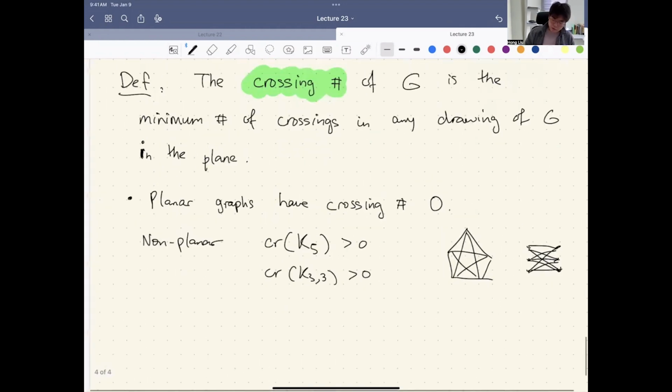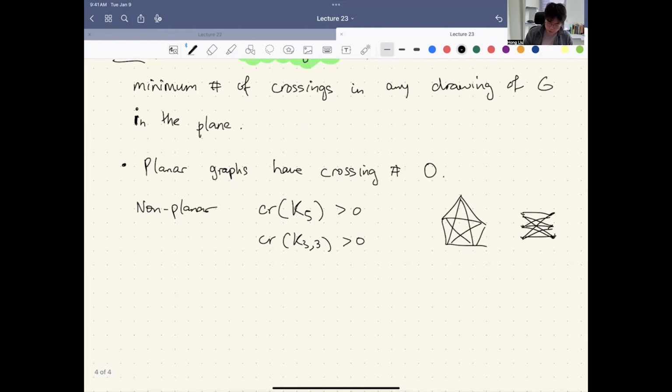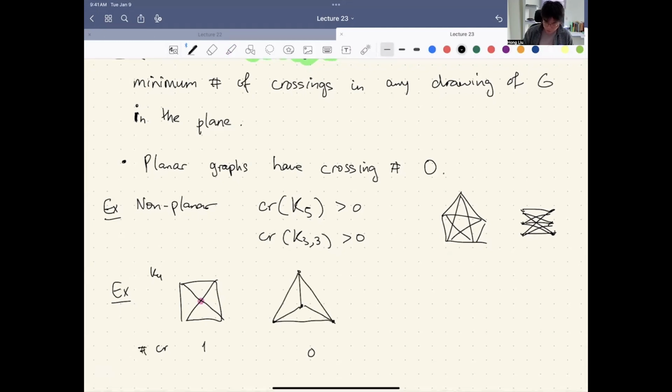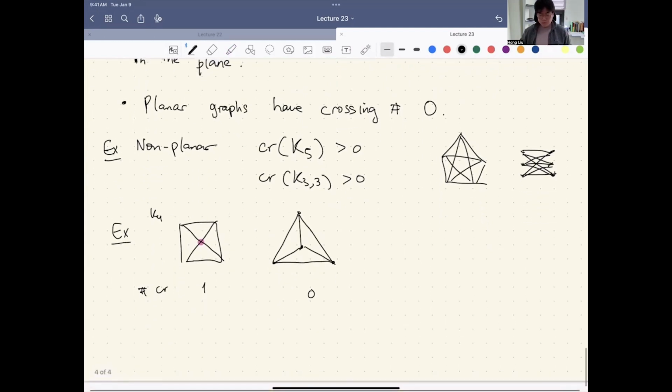Here's another simple example, K4. If you draw K4 in the standard way that we're familiar with, this has crossing 1, right? So that means this is not a good drawing. There's a crossing here. A more clever way is to draw it like this. This is again K4, and the number of crossings is 0. Okay.